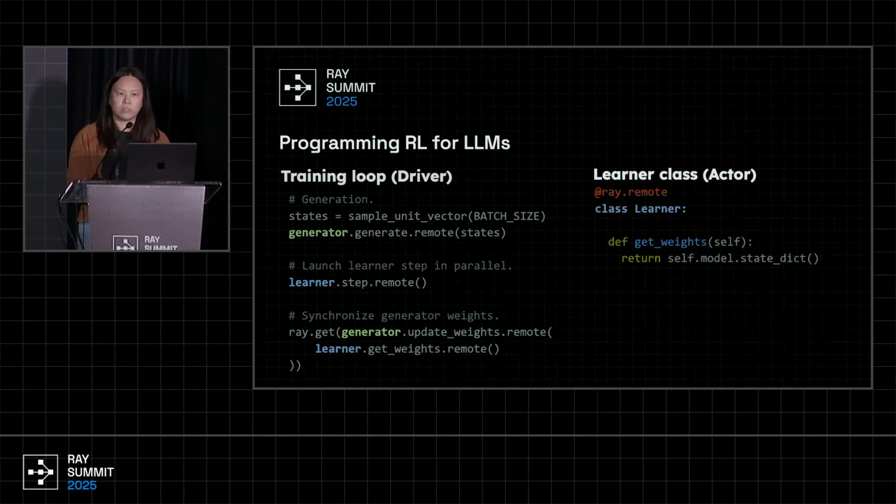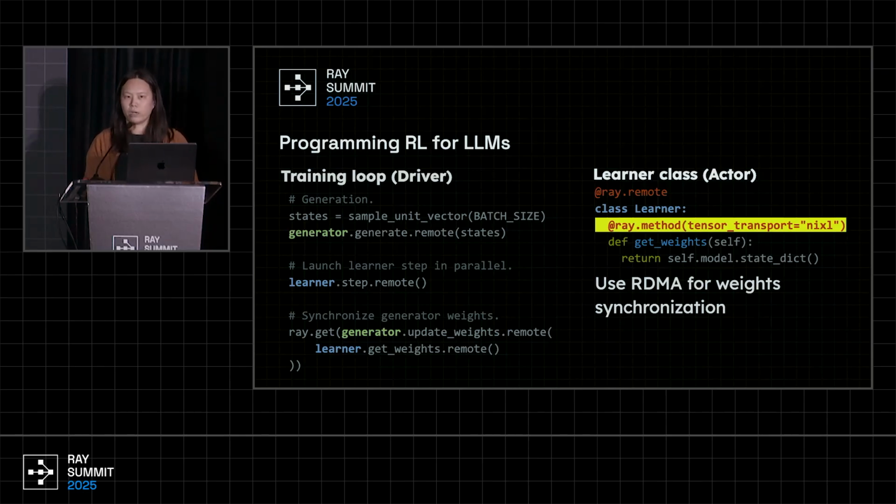We can also specify how the weight synchronization should be done. And so the way that looks is that we can take the learner class. This is returning a reference to its model weights. And we'll add this decorator, the ray.method tensor transport decorator. And that tells Ray that we're going to use NCCL for the weight synchronization. And we did some experiments just using a small model, around tens of megabytes. And this can already lead to pretty significant performance improvement.